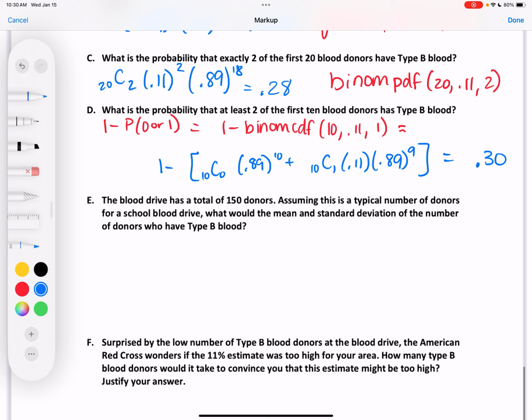Assuming this is a typical number of donors for a school blood drive, what would the mean and standard deviation of the number of donors who have type B blood? You remember what the formula is for mean? We had an earlier problem, right? I think we did. It's also a formula written on one of the formula questions in the packet. And while you're there, you can also look up the standard deviation formula if you want.